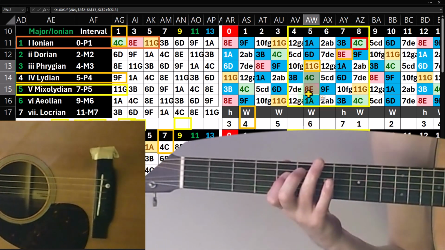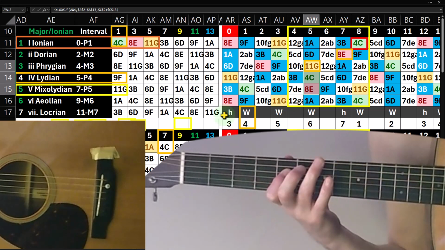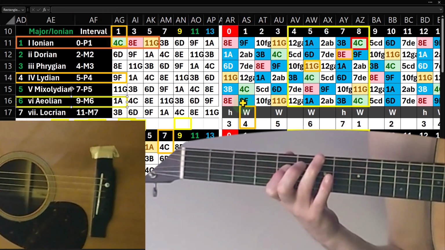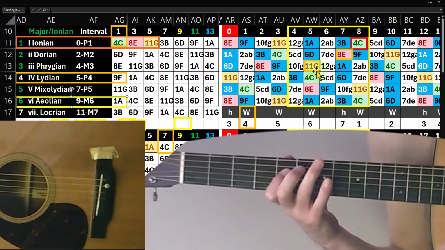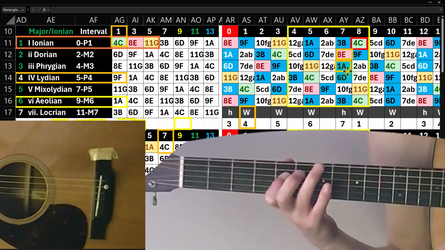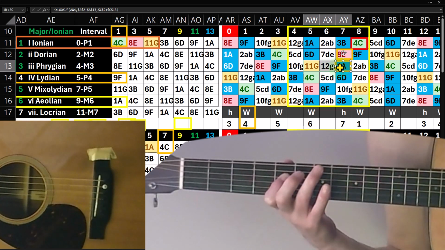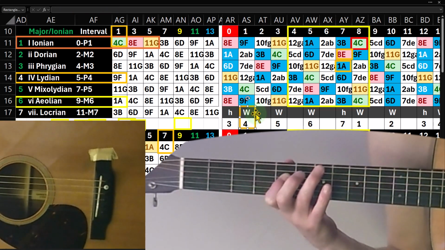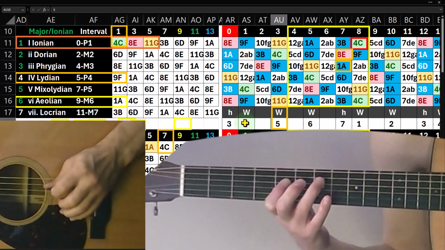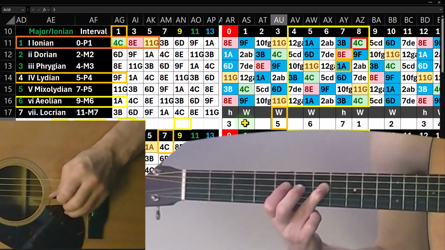So now we're on the 5, and I'm going to go from 5 to 6, which is equivalent to saying I'm going from the Mixolydian to the Aeolian when I'm looking at it from the perspective of the major scale. So I'm going from 5 to 6, Mixolydian to Aeolian. I'm in the meat of the hamburger shape. From 5 to 6 is a whole step, a whole step from Mixolydian to Aeolian.